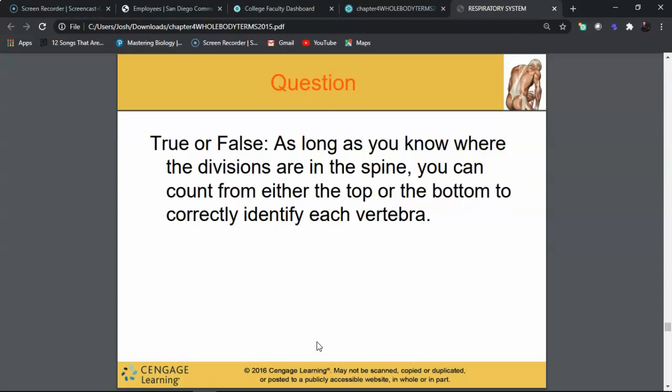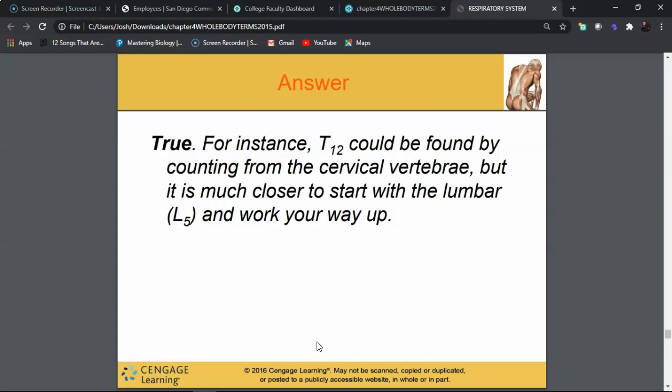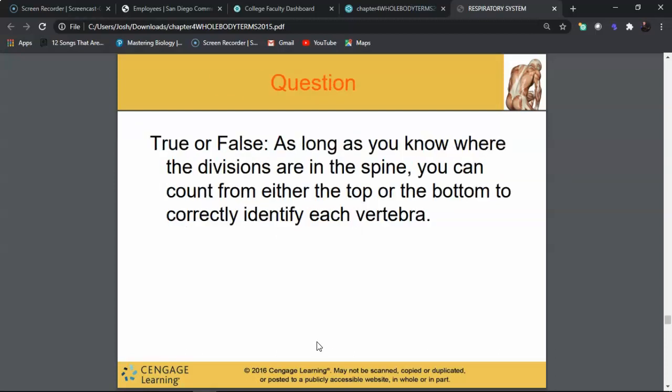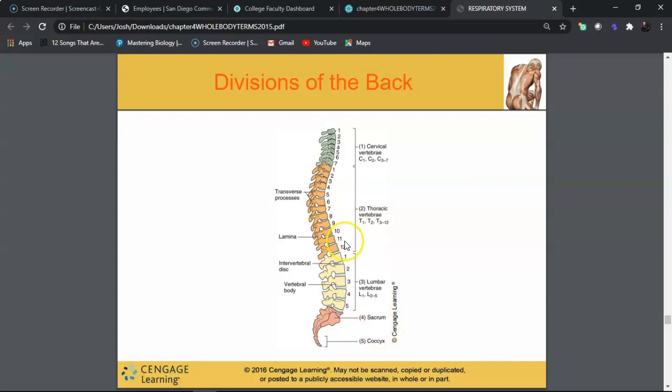True or false, as long as you know where the divisions are of the spine, you can count from either the top or the bottom to correctly identify each vertebra. Okay, that is true, but you do have to know how many there are of each when you're going to count. But yes, you can count either way. But we can't go backwards. We're always going from the top to the bottom. Okay, we wouldn't want to count backwards this way.